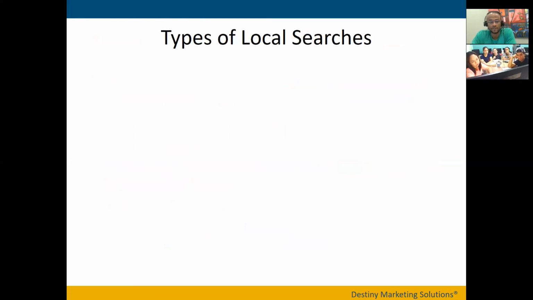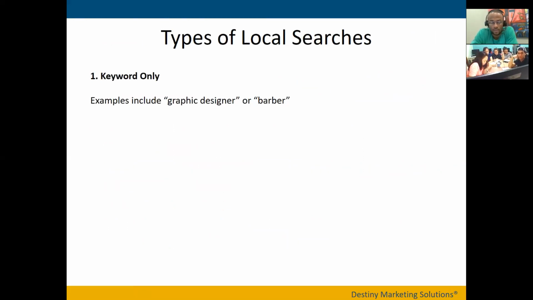So there are different types of local searches. The first is keyword only. An example of this is if you went to Google and did a simple search on graphic designer or barber. Based on how the Google algorithm has evolved over time, even if you type in graphic designer from your office and I type it from my office here, we're going to get very different results because, again, we're in two different countries, thousands of miles away. So that's one type of search.